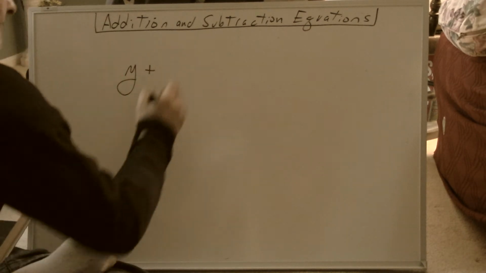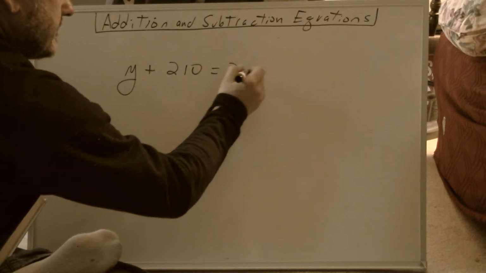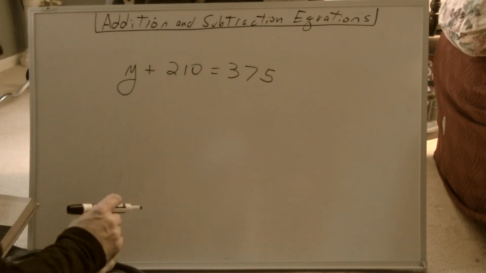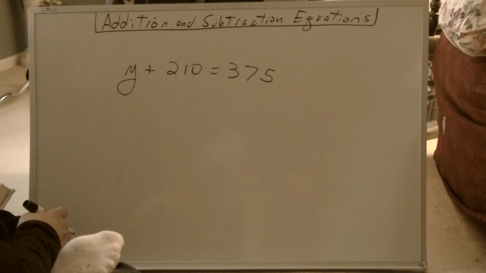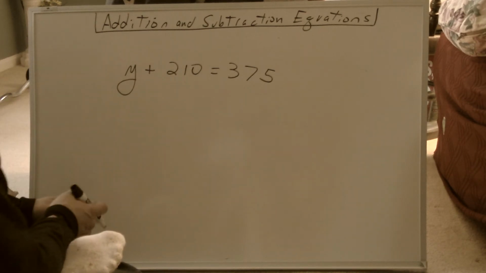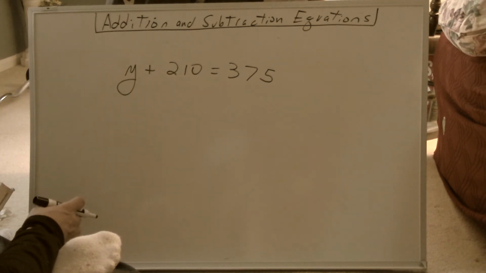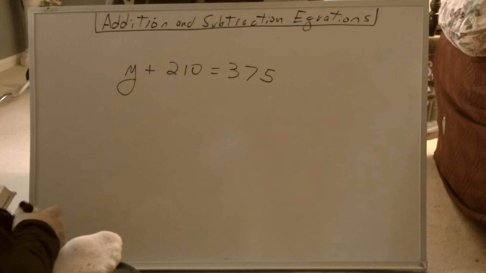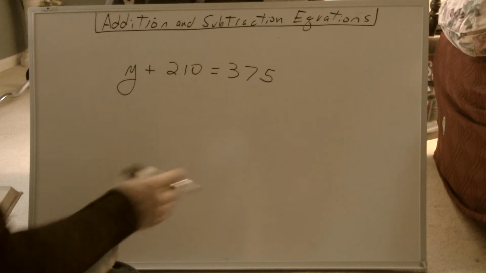Let's do another one. Y plus 210, we'll get bigger numbers, is 375. Okay. Well, we have some big numbers, but don't be afraid of big numbers. You have a brain, you use it, and you figure things out. Now we're going to combine the 210 and the 375. Why? Because they are like terms. How are they like terms? They're like terms because they're both numbers. Okay?